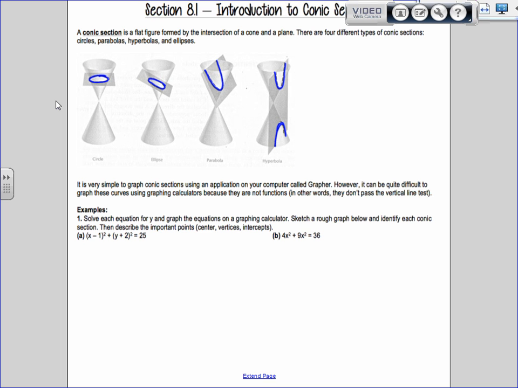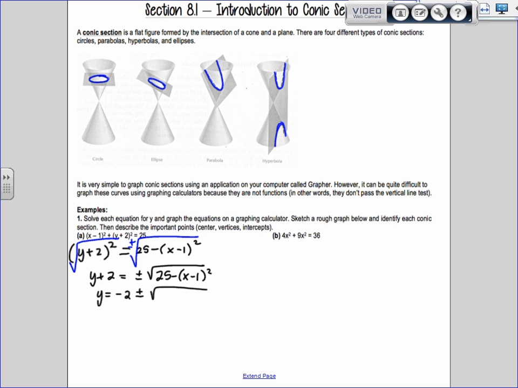This first one says x minus 1 squared plus y plus 2 squared equals 25. I'm going to try to get the y by itself. So I'm going to subtract x minus 1 squared over. Then I'm going to take the square root of both sides, and when I take a square root, I do a plus or minus. So y plus 2 equals plus or minus the square root of 25 minus parentheses x minus 1 squared. Then I'm going to subtract the 2 over, so I get y equals negative 2 plus or minus the square root of 25 minus x minus 1 quantity squared.